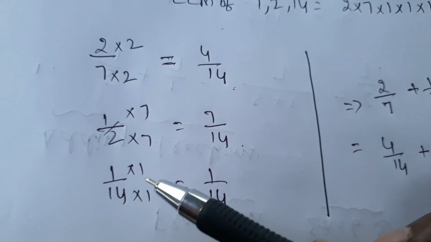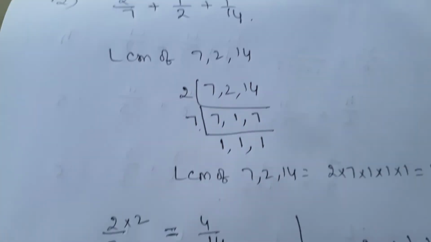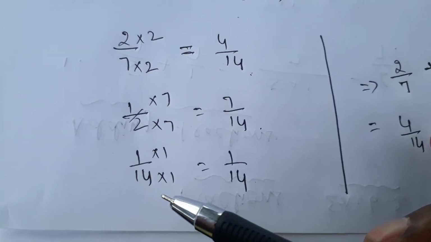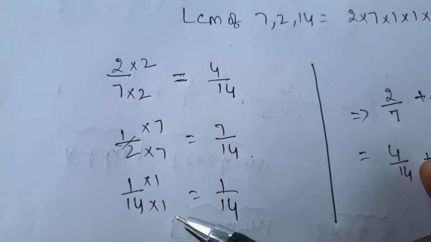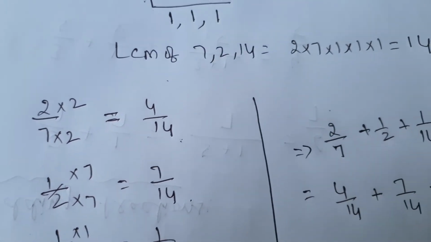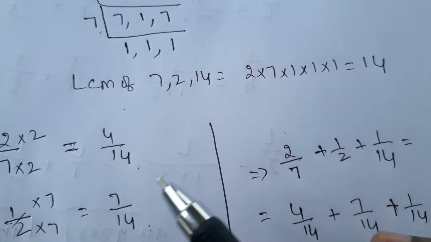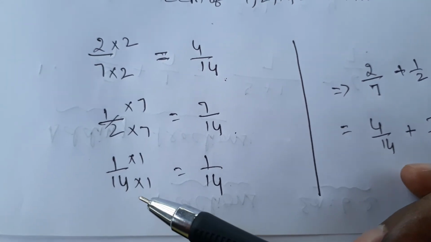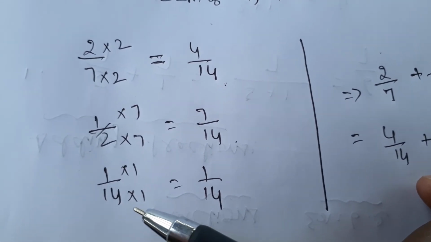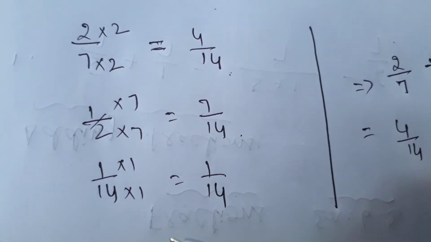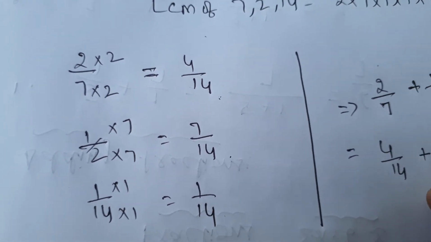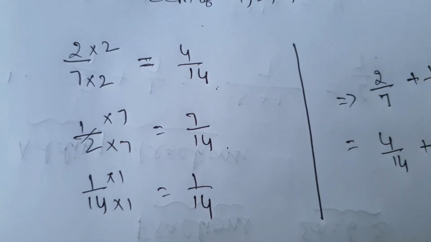Now the next fraction is 1 by 14. Here no need to change because the denominator is already equal to LCM. If the denominator is not equal to LCM, make it equal to LCM. Here it is already equal to LCM, so no need to multiply. That means no need to change here. 1 by 14 only you will get.